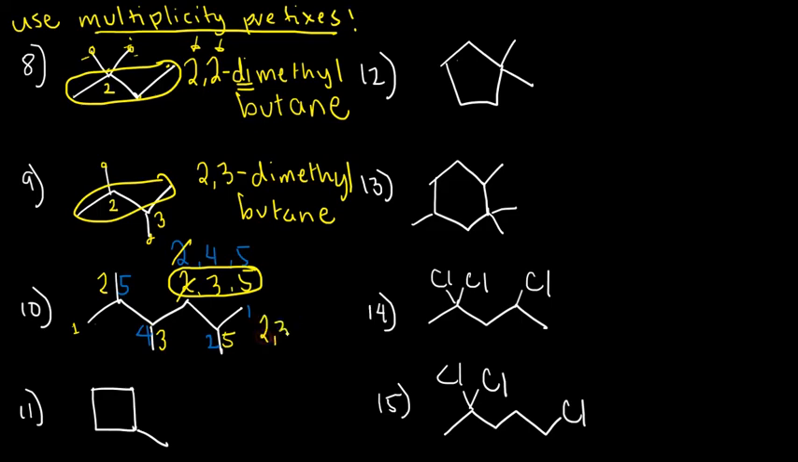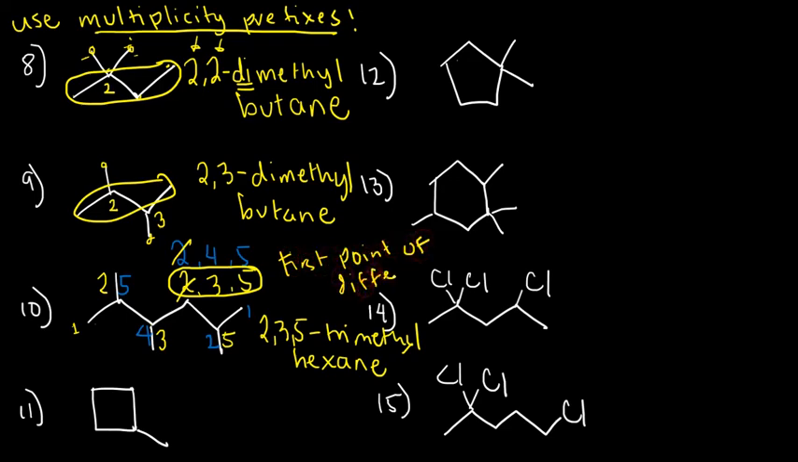It would be 2, 3, 5, tri, because there are 3 of them, trimethyl, and how many carbons? 1, 2, 3, 4, 5, 6. 6 carbons, hexane. So this is the name. The rule that we just followed is called the first point of difference rule. And it tells you that if I have two possible sets of numbers, you find the first difference upon listing the sets of numbers and you choose the one with the smaller number.